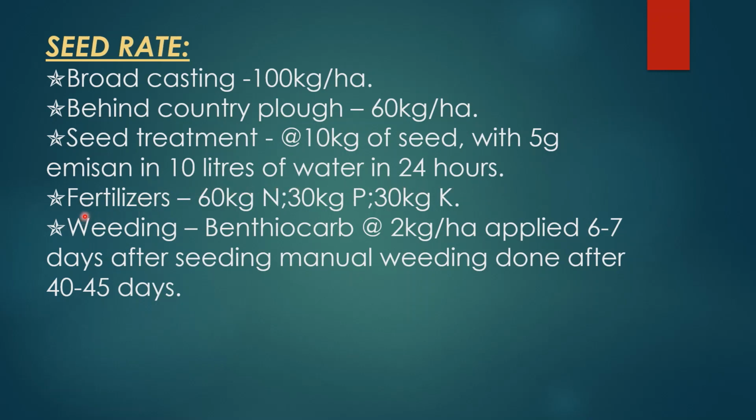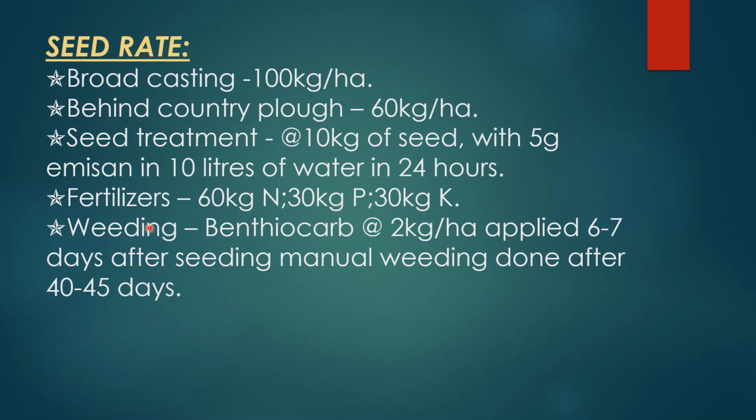For the dryland cultivation, fertilizers are mainly 60 kg N, 30 kg P and 30 kg K. Okay, 25% of the N should be applied in the soil at the time of land preparation. After 35 to 40 days, at the time of tillering, we have to apply the remaining 50% of the N. The P and the K, phosphorus and potassium, both should be applied at the preparation of the land only.